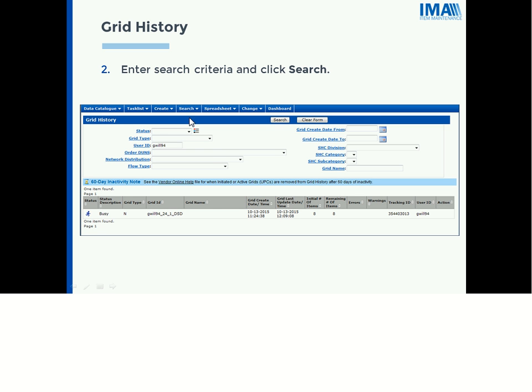If you do need to use any of this other information in the search for your grid, like say you only want to look at new grids, items, you could change the grid type. Or if you only want to look at them for a specific order done, you could select that here, and so forth.